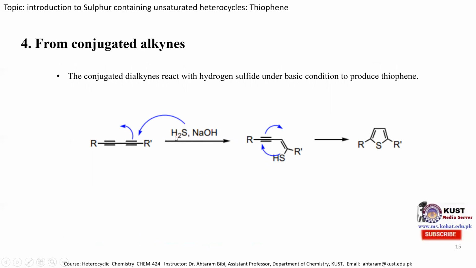The pi electrons take one of the hydrogens from the water solution, because sodium hydroxide takes one of the hydrogens from hydrogen sulfide to produce a negative ion on the sulfur atom. This sulfur attacks this carbon atom, and then this pi electron takes a hydrogen from the water molecule, producing this intermediate species. In the second step, the lone pair of electrons of sulfur attacks this carbon atom of the conjugated diene molecule, and this pi electron takes another hydrogen atom from here or from the water solution, producing the thiophene molecule.